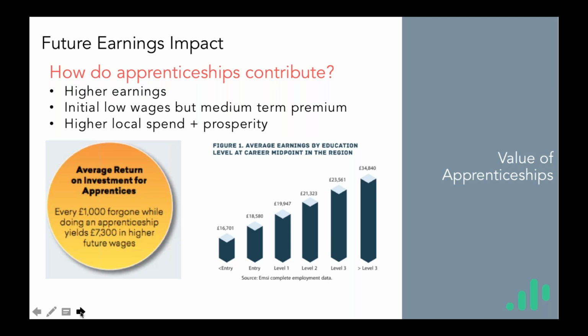And again, we can talk about return on investment to apprentices as well, and be able to explain to individual apprentices and their influencers that what they have to give up, perhaps in the short term, is more than outweighed by future wages and future wage potential and future spending potential as well.